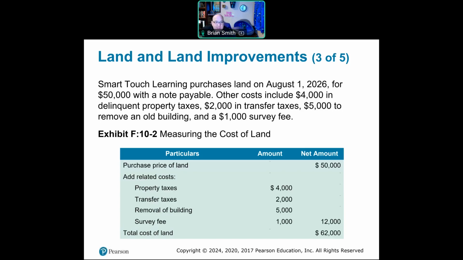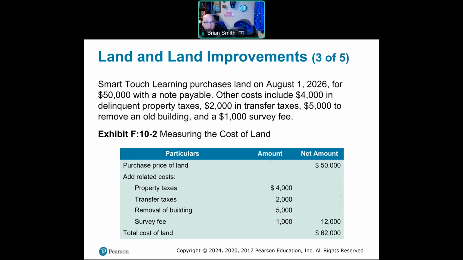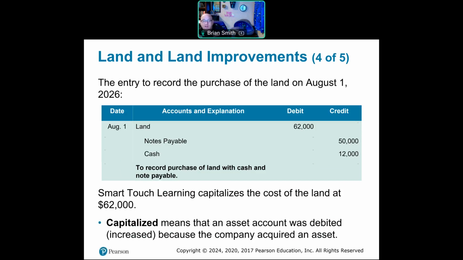All right, let's look at land improvements. Situation here, we have an exhibit. We buy all this stuff, all these costs. The total cost of the land is basically everything added together. Here's our journal entry. We're going to debit land, credit notes payable. In this situation, the land that we bought was $62,000 for all of the costs. So we're going to debit land at 62,000. That's the asset that we're going to carry on our books. And it looks like here we paid $12,000 down payment, $50,000 borrowed from the bank. That's what this journal entry is reflecting.